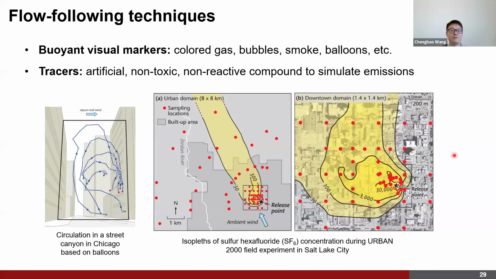We also have these flow-following techniques. I would actually consider these techniques a special form of mobile measurements. We can use some buoyant visual markers like smoke or balloons to track the motion of the air or eddies. Sometimes we can also release some artificial non-reactive compounds, or so-called tracers, to mimic the emission of pollutants. This has been done in both the Urban 2000 field experiment in Salt Lake City and also the Joint Urban 2003 field campaign in Oklahoma City. And here you see this two-dimensional distribution of tracers measured by different sensors.